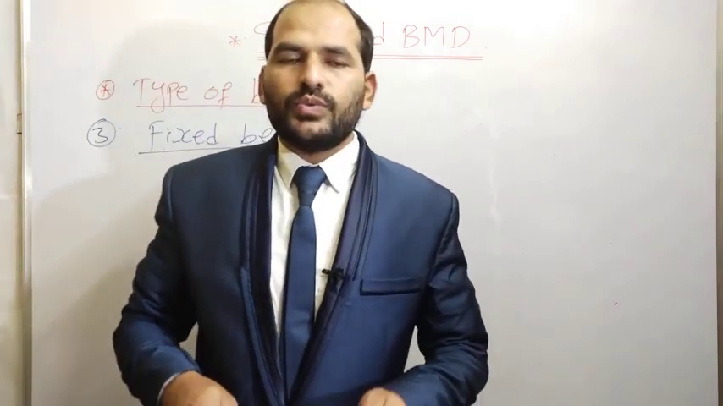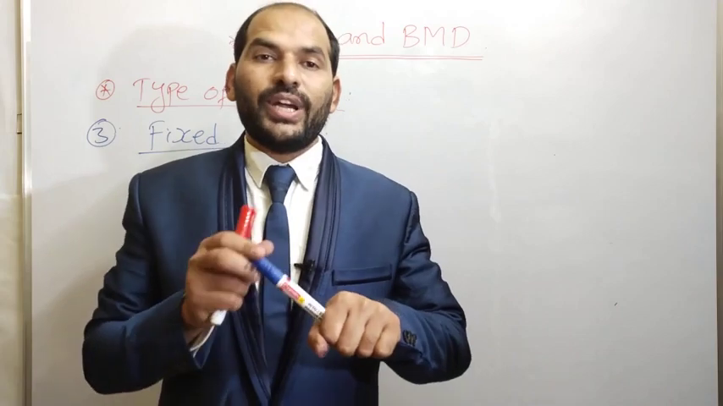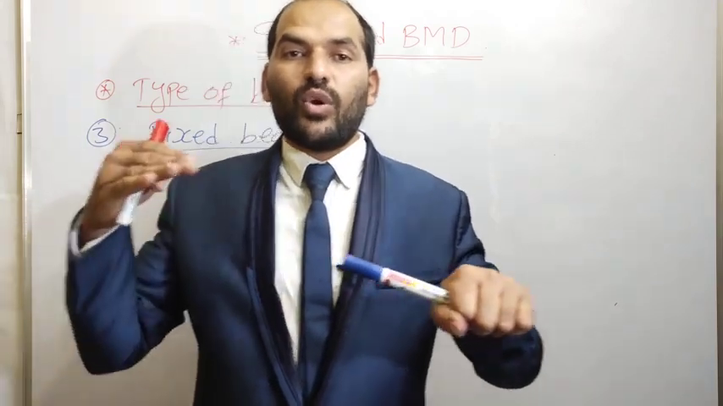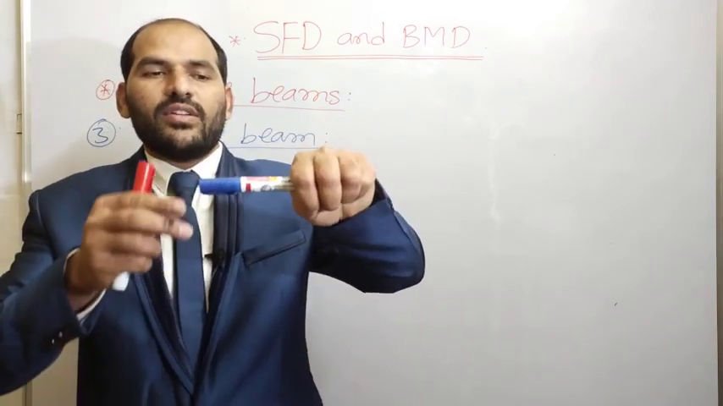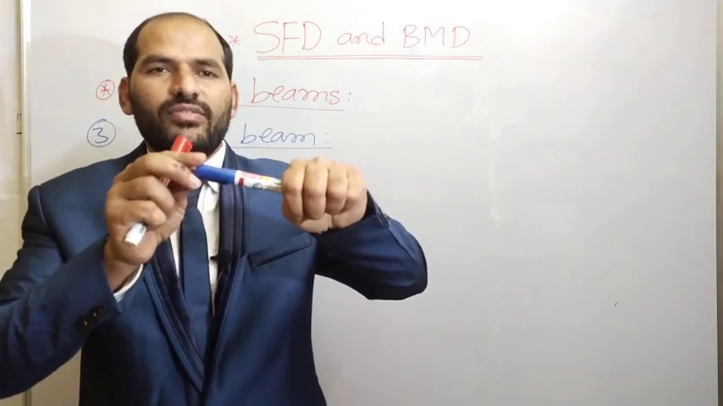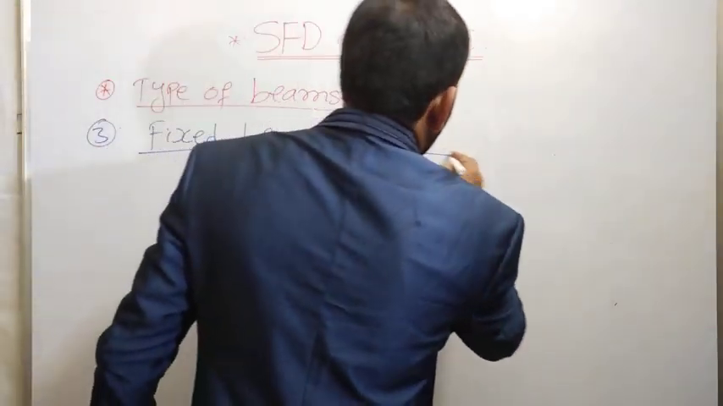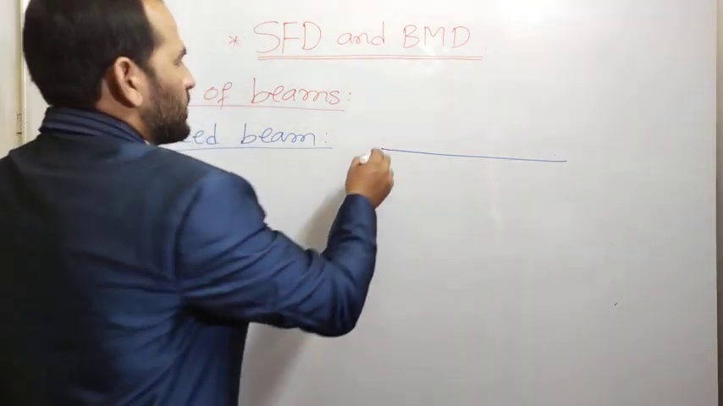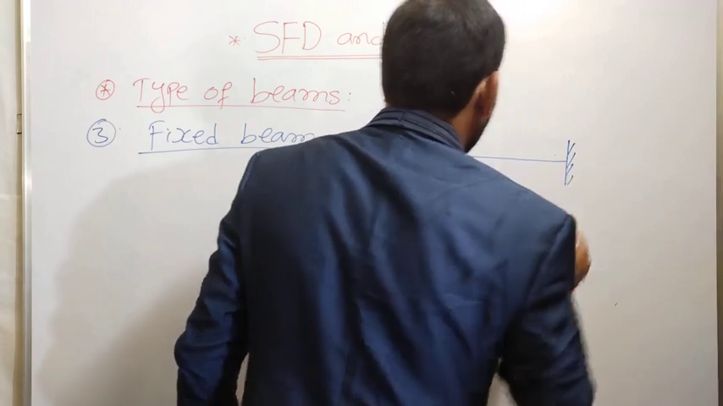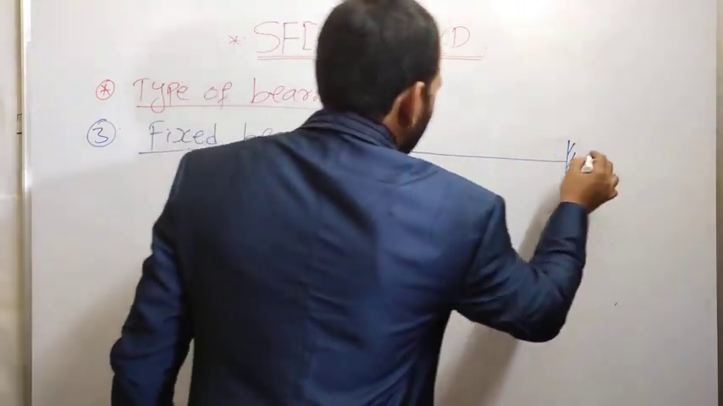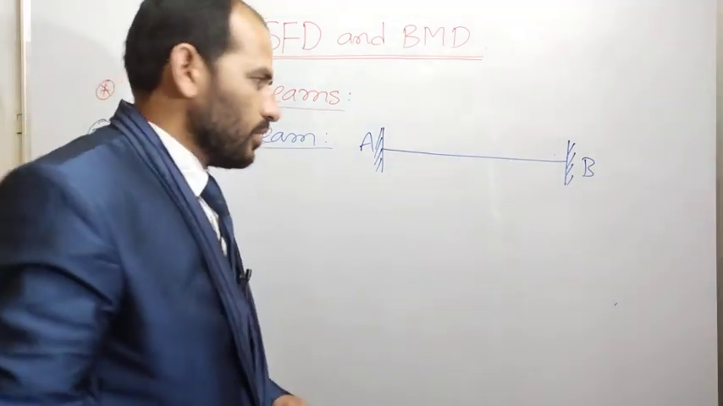In a fixed beam, there is no chance of free rotation, that is called a fixed beam. This is completely fixed. This is the beam. This side is fixed and this side is also fixed. This is the A end and this is the B end. This is the fixed beam.